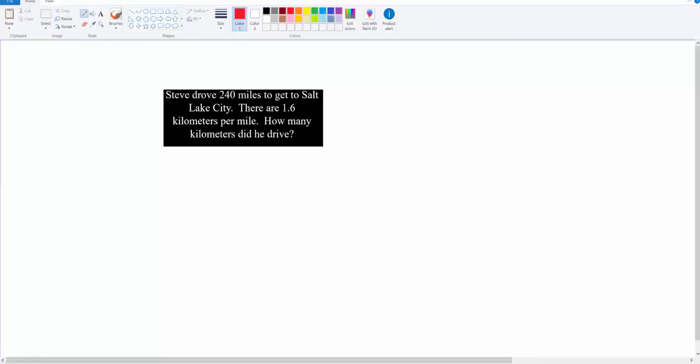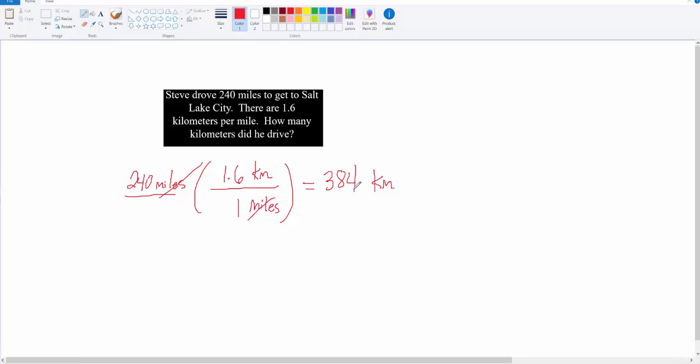Let's take a look. To do this problem, I'm going to write that I have 240 miles. My destination or my goal is to get kilometers, so I've got to get rid of miles. Miles is already on top right now, so I need to put miles on bottom. And I know that 1 mile is 1.6 kilometers. Notice that miles will cancel out. That just means I need to multiply 240 times 1.6 to get the answer of 384. Let's get to the next question.